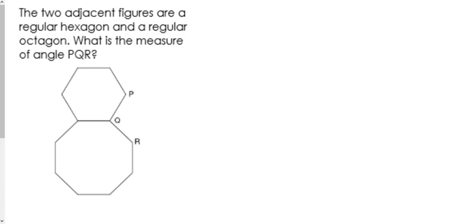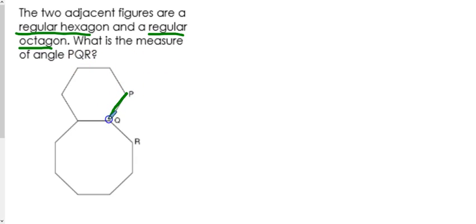Our last problem here is definitely the hardest one, so please make sure you re-watch this one a few times because I really want to make sure you get it. So they give us that two adjacent figures are a regular hexagon and a regular octagon. Okay, so they're regular shapes. So we know we can use our regular shape formula. And we want to know the measure of PQR.